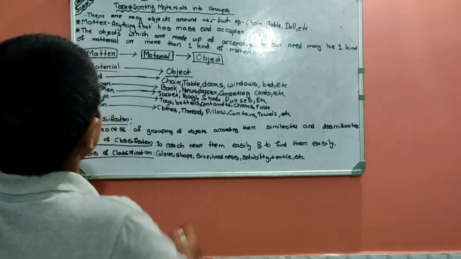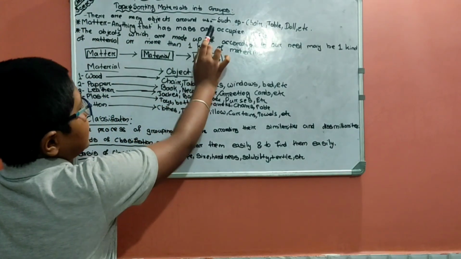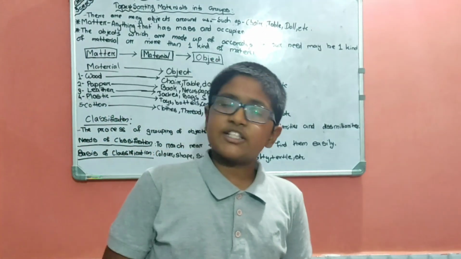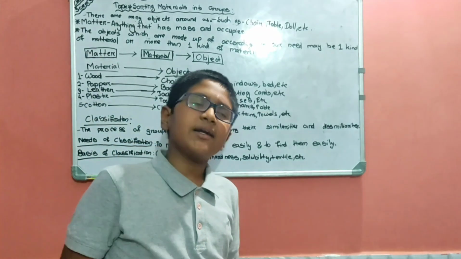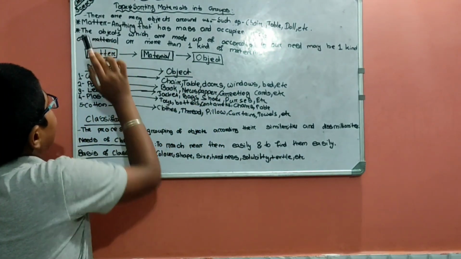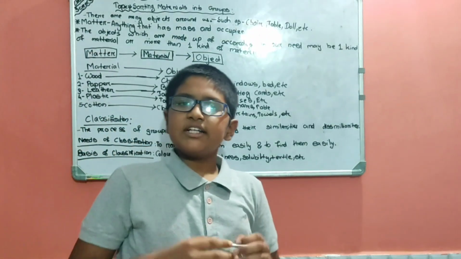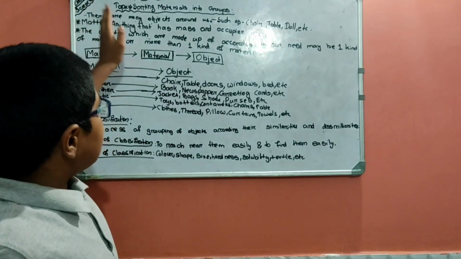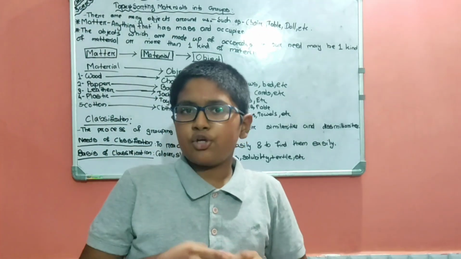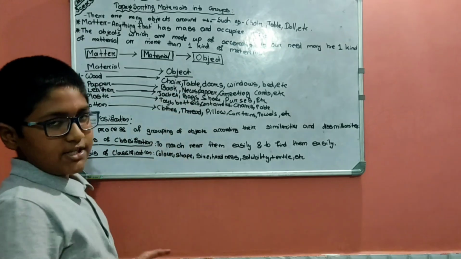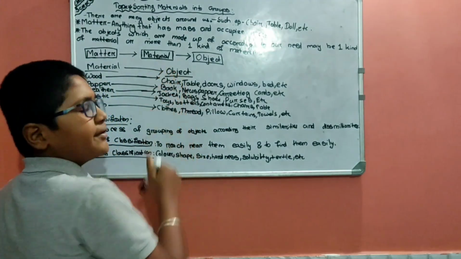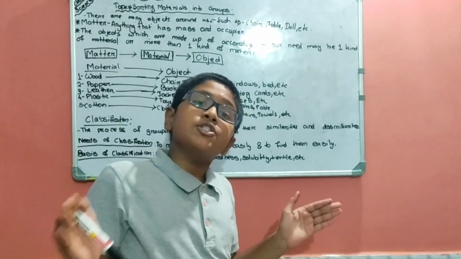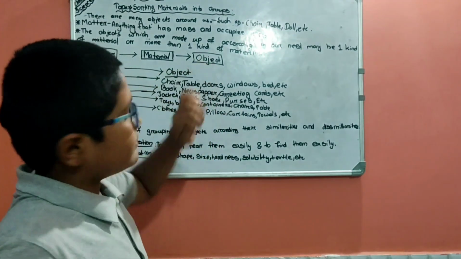There are many objects around us. In our surroundings, there are different types of objects such as blackboard, marker, etc. What is matter? You have learned how objects are made up. There is a theory: objects are made up of material and material is made up of matter.